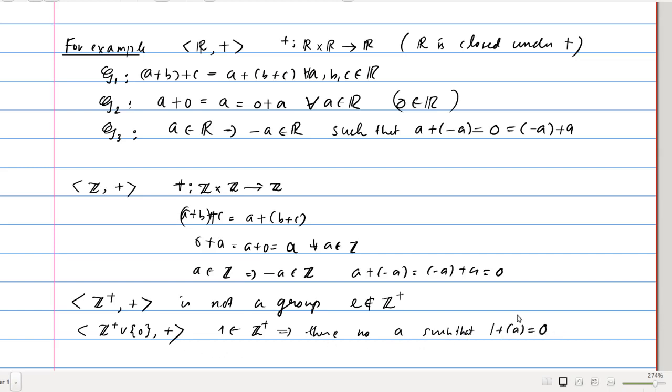Since 0 is the identity element, you cannot expect any element A belonging to Z plus, because if such an A exists, then A will be -1, and -1 is not an element of Z plus. Therefore, Z plus union 0 is not a group. So these two are non-examples. There are several examples and non-examples discussed in the textbook, so please go through it.